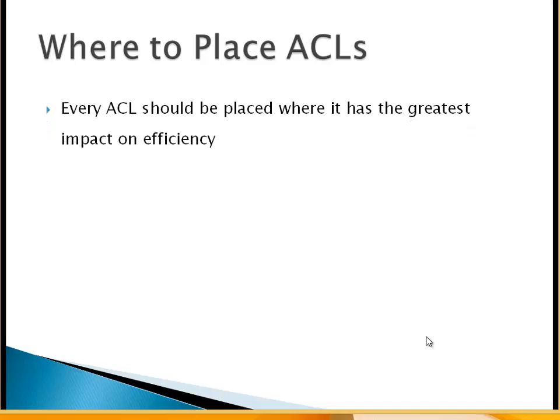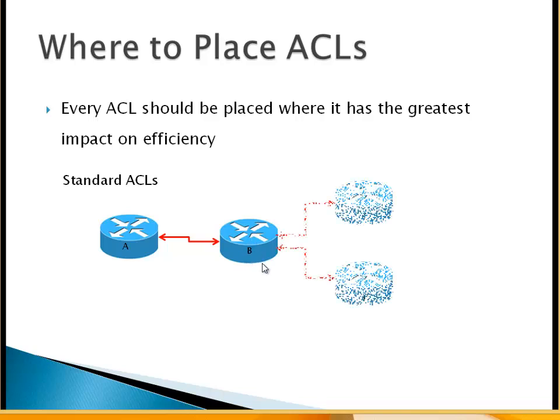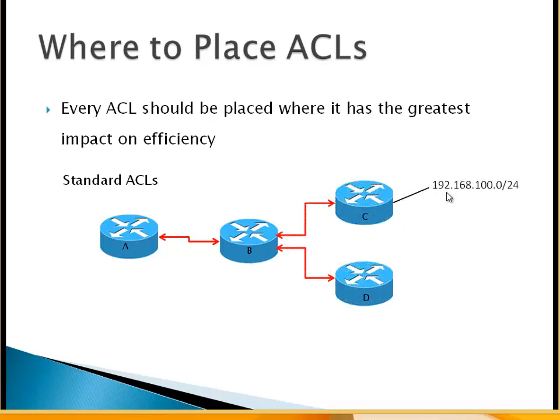Where to place an access list? You should try to place the access list where it has the greatest impact or efficiency. For standard ACLs, I have an example here. Router A has a neighbor, router B. Router B has neighbors, routers C and D. C has network 192.168.100.0/24, and D has network 172.16.1.0/24. Now, this is a standard access list. A packet comes in with source IP address 10.1.1.1 and destination IP address 192.168.100.1. So it's coming from the source 10 and it's trying to go to this network here.